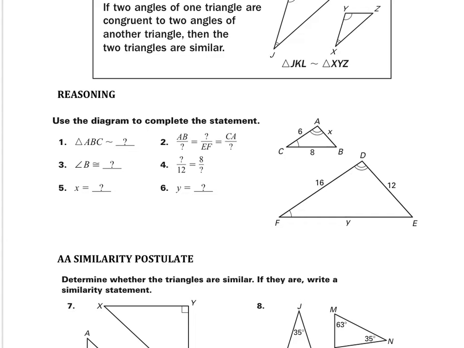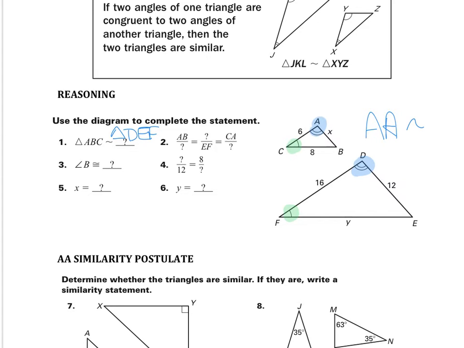We can see that we have two angles congruent. So we do have angle-angle similarity. Okay, so that states that we can say that triangle ABC is similar to triangle DEF, lining up corresponding parts.